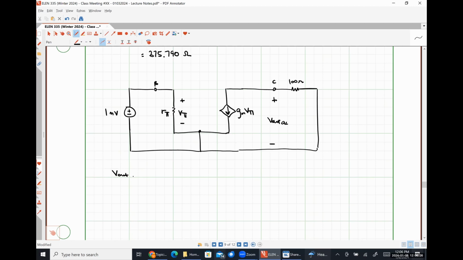So V out subscript AC is going to be negative GM V pi times 100 ohms. Well, very obviously, V pi is just 1 millivolt.